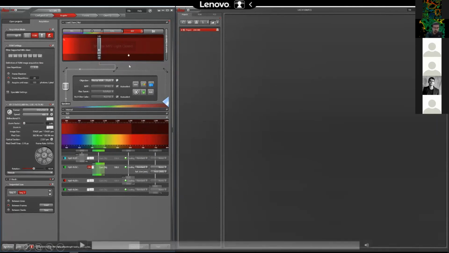Unfortunately, our fixed line is 1045, and we cannot use it to excite either of these two. So that's why we have to do sequential imaging. That's not ideal, but this is what we have, and that's our availability.